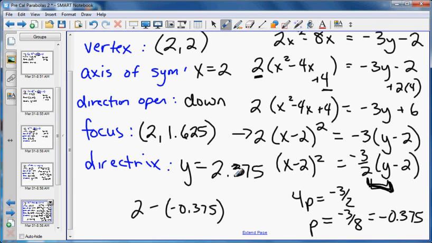Okay, that is what you need to know about parabolas: the vertex, the axis of symmetry, the direction of opening, the focus, and the directrix.